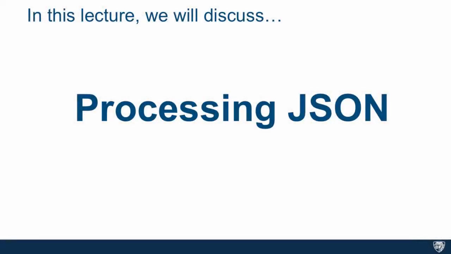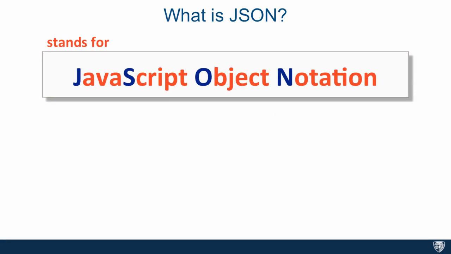In this lecture, we're going to speak about processing JSON. JSON is a format that is used pretty widely, especially when we speak about passing data between the server and the client. So what is JSON? Well, JSON stands for JavaScript Object Notation, and it's a lightweight data interchange format.